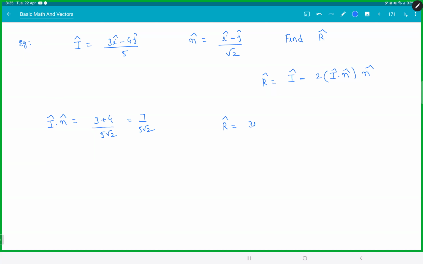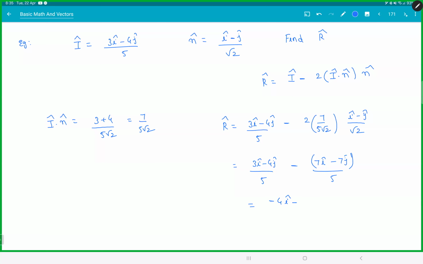So r cap will be (3i cap minus 4j cap)/5 minus 2 times 7/(5 root 2) into n cap, which is (i cap minus j cap)/root 2. Root 2 and the 2 will cancel there. You will end up with (3i minus 4j)/5 minus (7i minus 7j)/5. This will be 3i minus 7i, that will be minus 4i, and minus 4 plus 7, that is plus 3j, all by 5.